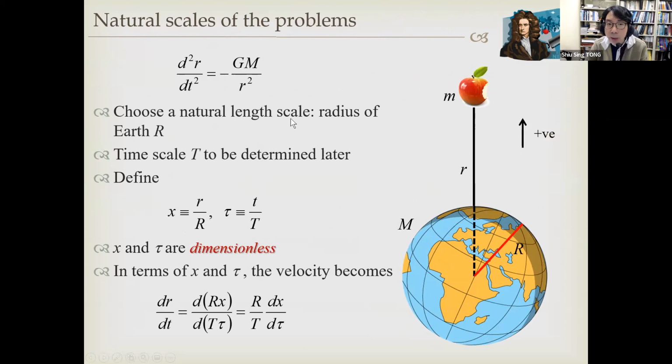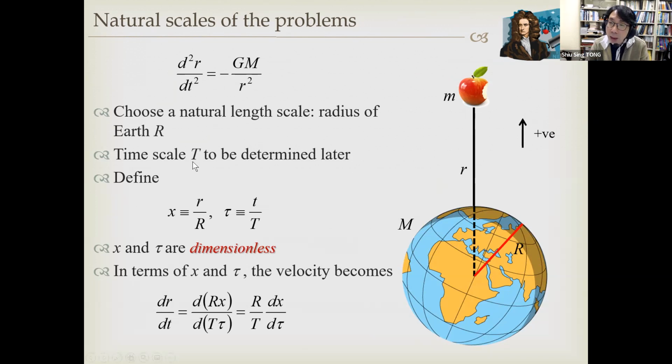Now we should choose a natural length scale of the problem. For this problem, we are studying maybe how long the apple falls to the surface of the Earth. So the natural length scale of the problem is the radius of the Earth, which we call big R. Okay, the big R is a constant. It is just the radius of the Earth.